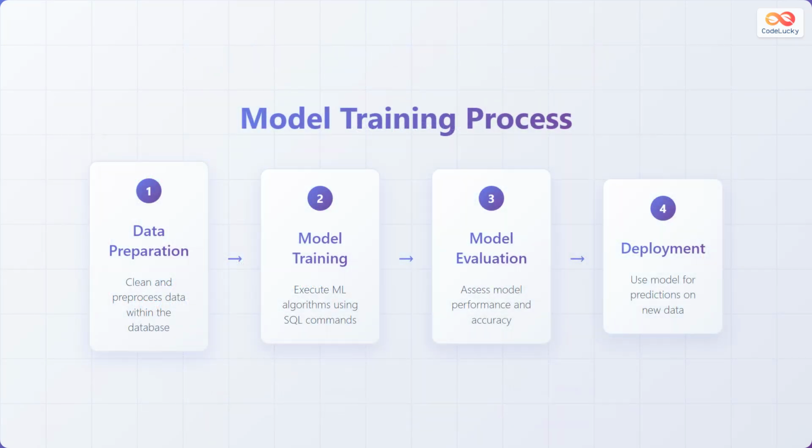The model training process typically involves 4 key steps. Step 1, data preparation. Clean and pre-process data within the database. Step 2, model training. Execute machine learning algorithms using SQL commands. Step 3, model evaluation. Assess model performance and accuracy. Step 4, deployment. Use model for predictions on new data.